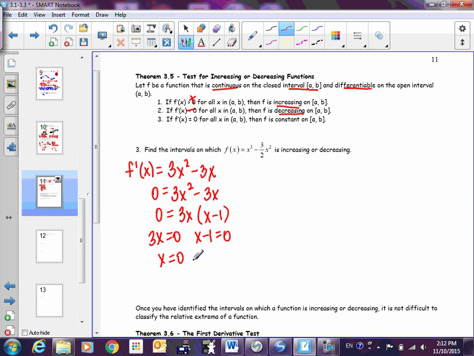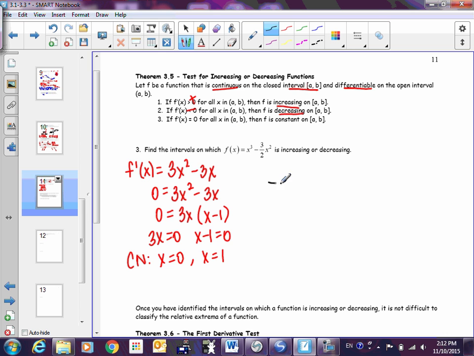I'm going through this part quickly because we've already done it several times. These are our critical numbers. These are our possible relative maxes and mins. Okay, x equals 0 could be a relative max, it could be a relative min, it could be neither. Here's how we're going to do the next part of this problem.